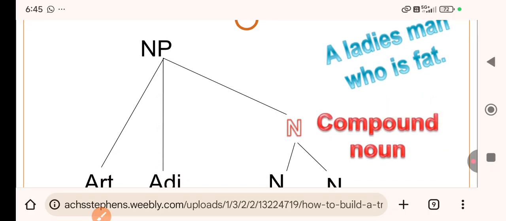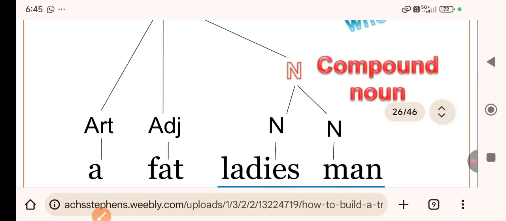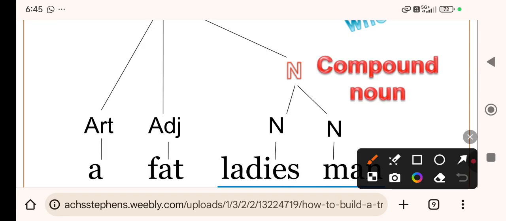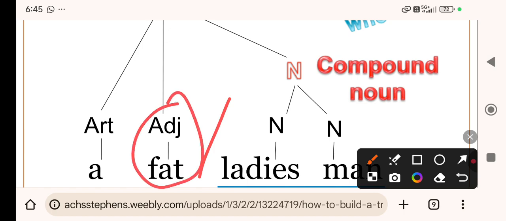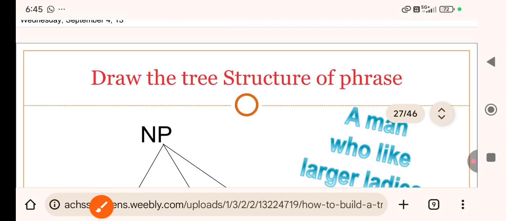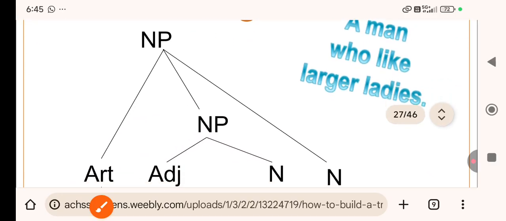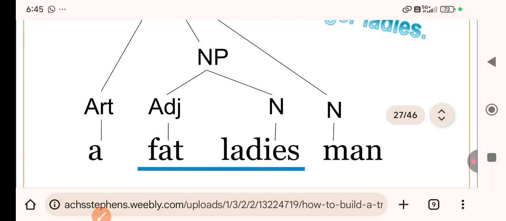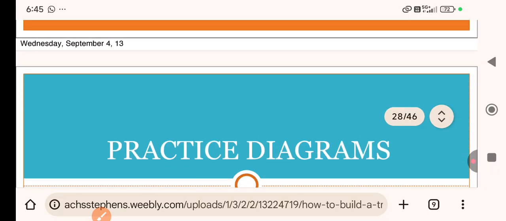Ladies man who is fat. So the ladies man is noun and noun. This might be new for you. A fat, a fat. So that's an article and then fat. That fat is used for ladies. So that's a noun. And again a noun, which is called a compound noun. Ladies man. Okay. Now next is the same.